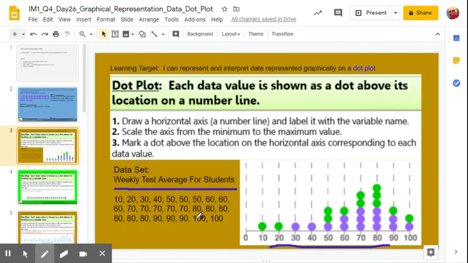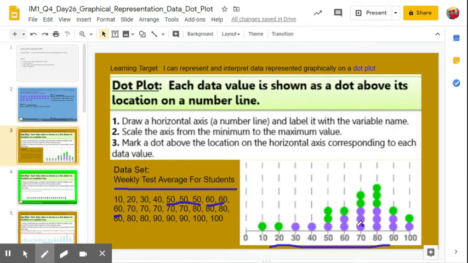Now we just put a dot above each number. Here's 10, we have our dot. 20, we have our dot. 30, we have only one dot. 40, one dot. Then look what happens. 50, we have three 50s, so there are three dots representing the 50. We have three 60s, so we have three dots. See how they're the same height? You have to be real careful when you build this that you make it the same height.